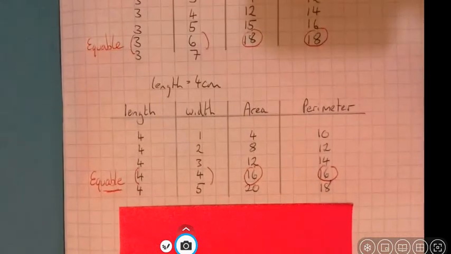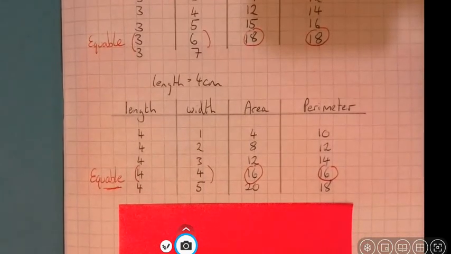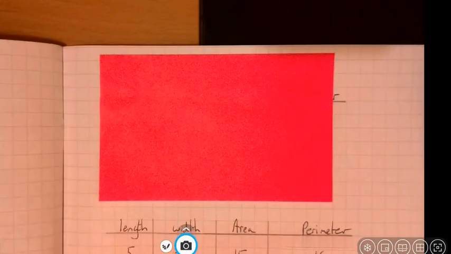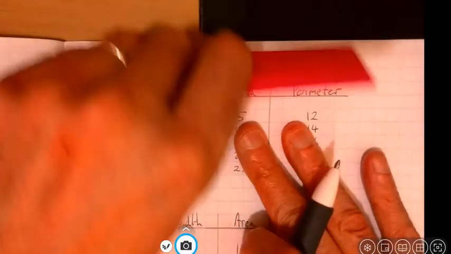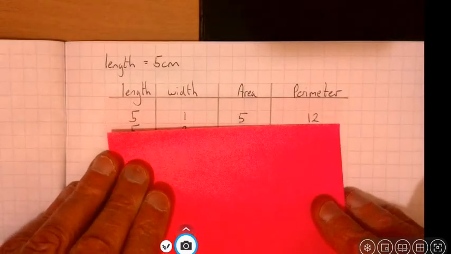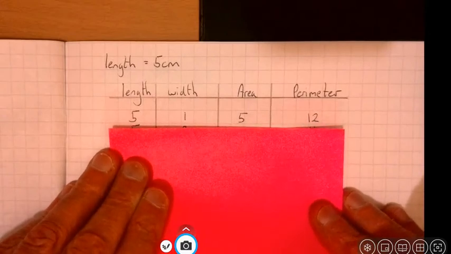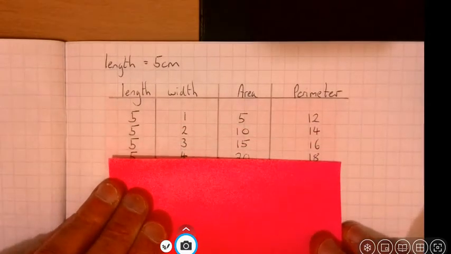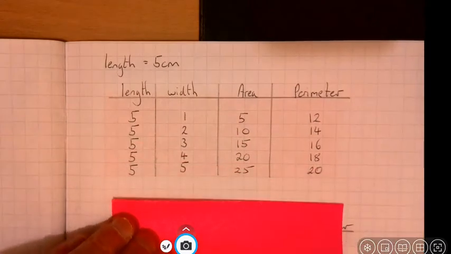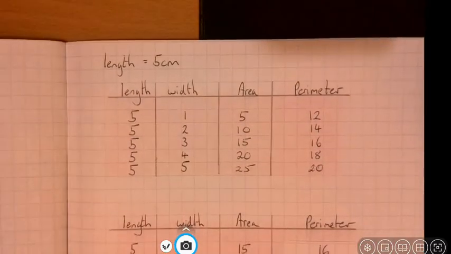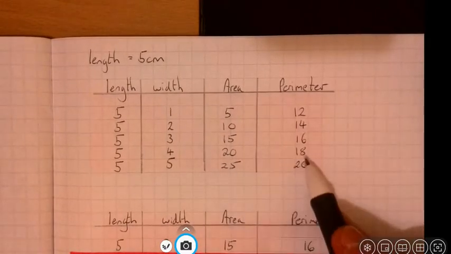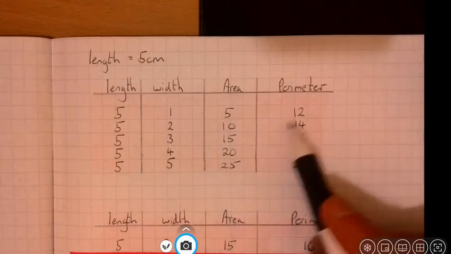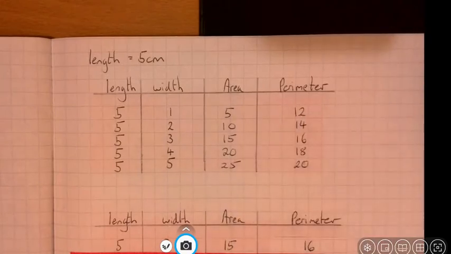So what might be a good idea now? Let's try a length of 5. Now if you try 5, something a little bit odd happens. So I'm going to show you. We try 5 and I do exactly the same. 5 by 1, 5 by 2, then 3, then 4, then 5. Now oddly, I haven't found an answer. There doesn't seem to be one, does there? Now something weird's going on here.